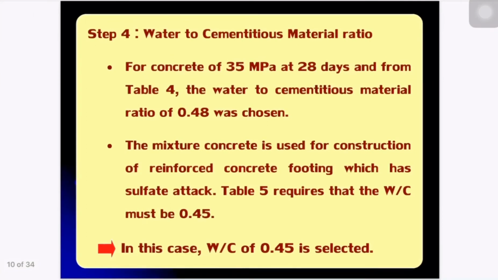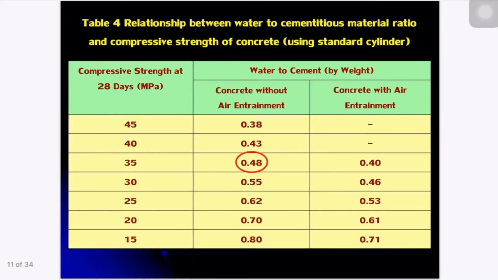The next step is to find the water cementitious material ratio or water to binder ratio. From table 4, the strength of the concrete typically depends on the water cement ratio. The lower the water cement ratio, the higher the compressive strength of the concrete. In this problem, the compressive strength is 35 megapascal and the concrete is without air entraining agent. So the water cement ratio from this table is 0.48.